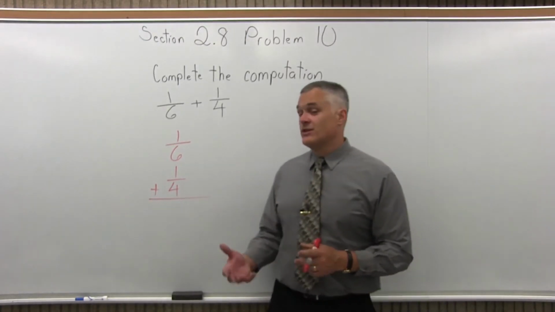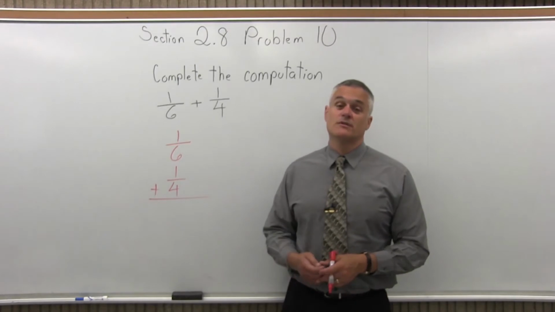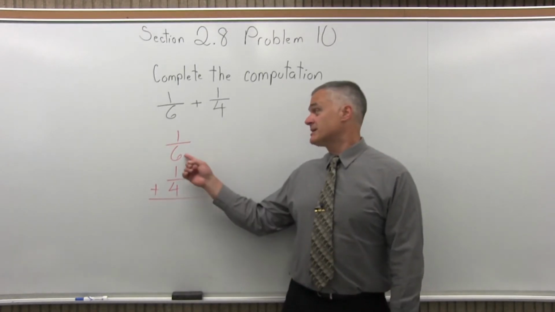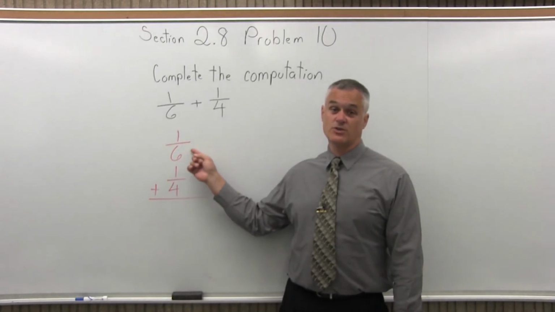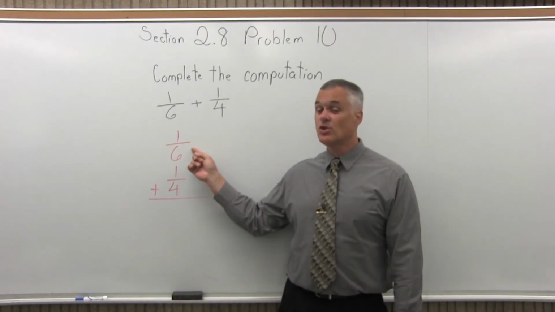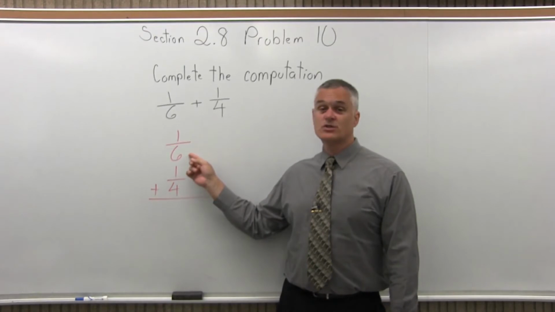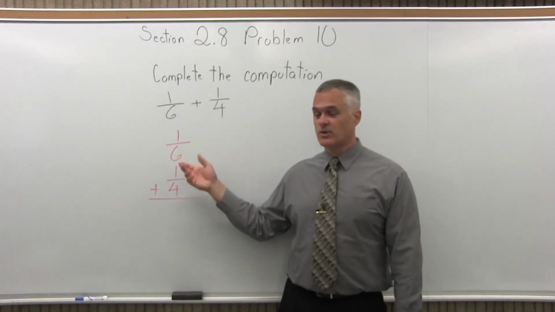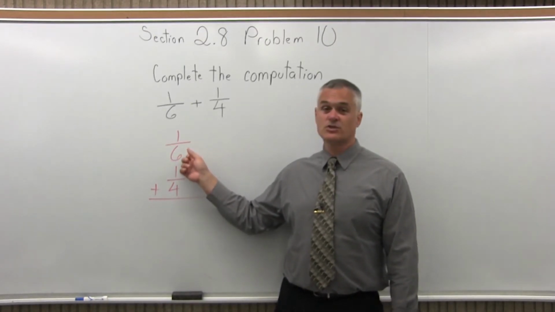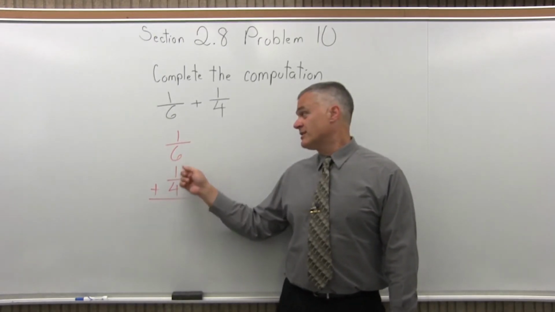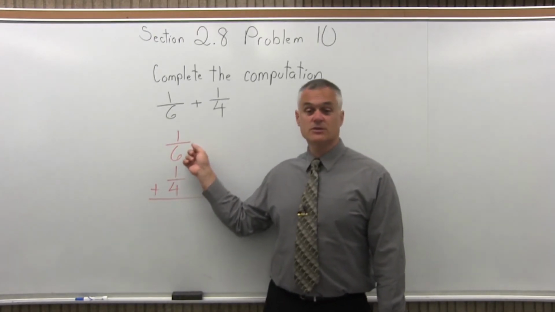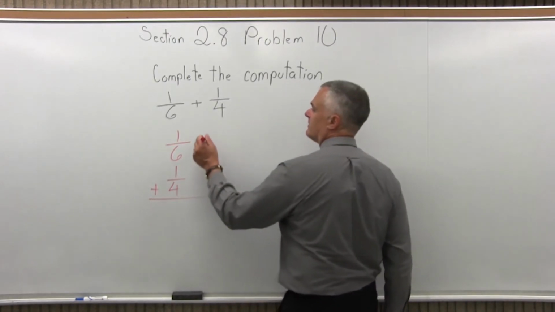Now, the denominators are different. When they're different, we need to find the common denominator. I start by asking myself, will the smaller denominator, in this case 4, divide into the larger denominator of 6 evenly? And it will not. So then I take the larger denominator and double it, then triple it, quadruple it. If I take the 6, the larger denominator, and double it, I have 12. Now, will 4 divide into 12 evenly? Yes, it will. So 12 is a good denominator.